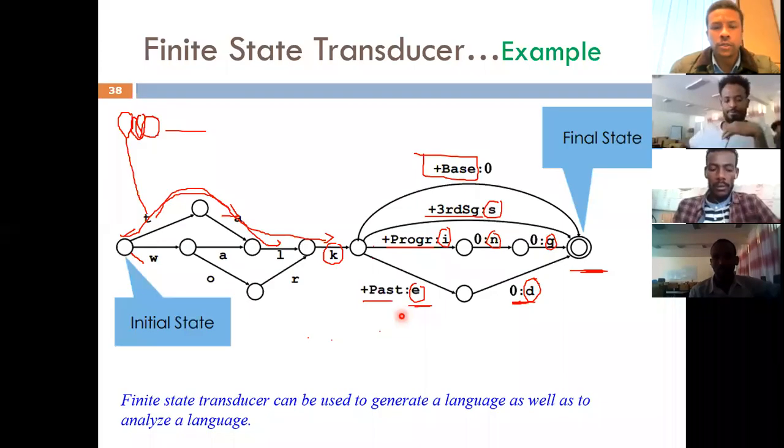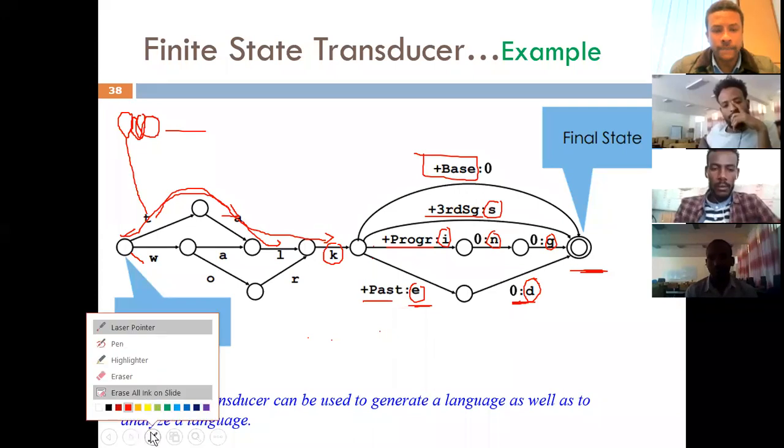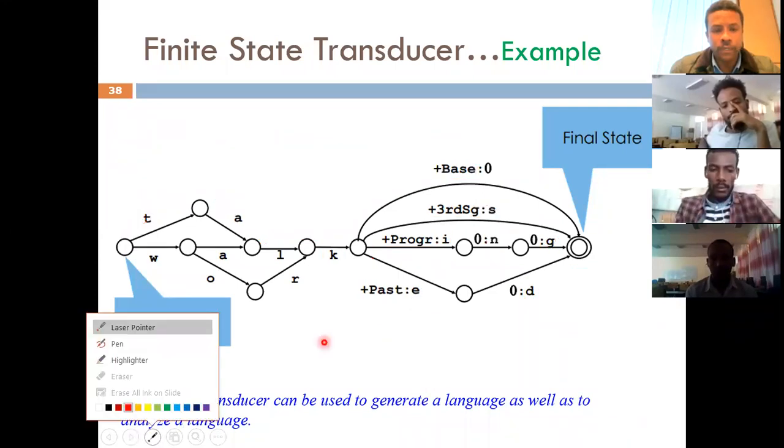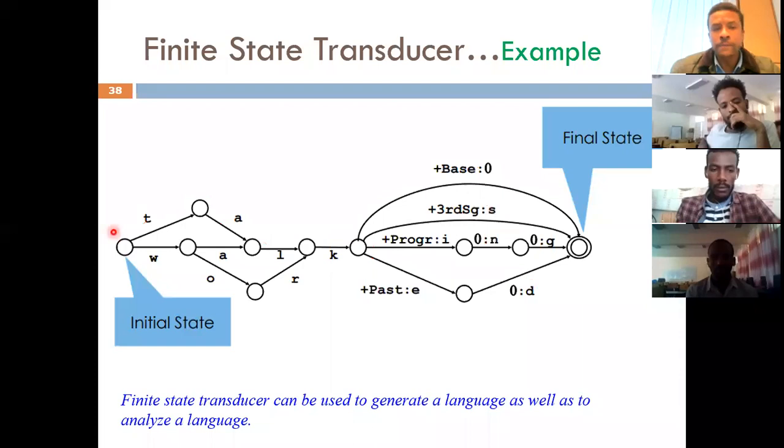So as we have said, if you see, let's clean the slide once more. And if you see, we say this is the initial state, okay? And this is a final state. So every input that you have should start from the initial state and complete its phase at the final state. So if it is anywhere in between, then it's not going to be acceptable.